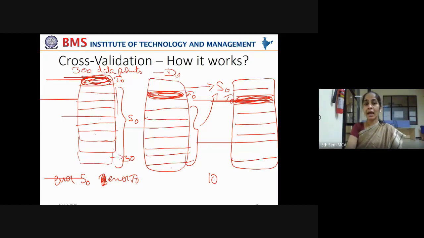Now you take the average of all these test set errors across these 10 iterations. That will give you the error across the entire data set. You're taking the average of the test set errors of all these 10 iterations. That will give you the entire data set's test set error. Got it? Now we'll go back.